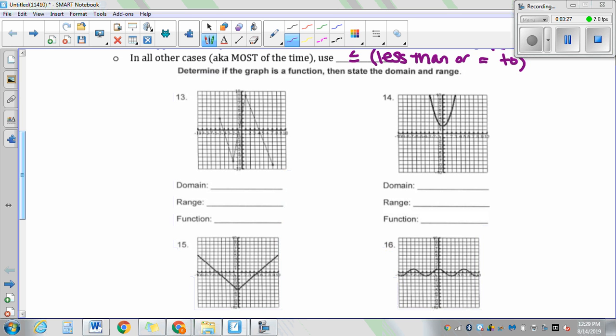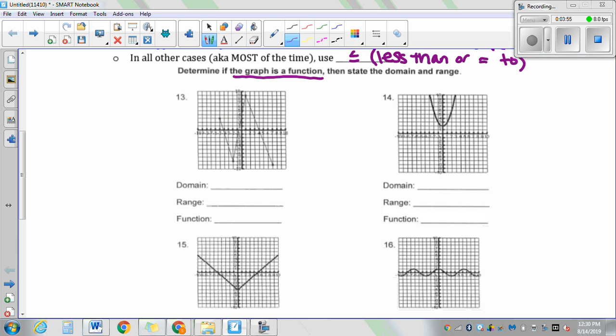Firstly, determine if the graph is a function. We can do that real quick because that was in the last section. Remember that if you're looking at a graph, in order to be a function, it has to pass the vertical line test. Or in other words, anywhere you hold a vertical line up, it is only allowed to hit at most one time. So go ahead and take a second and figure out which of these are functions and which aren't.